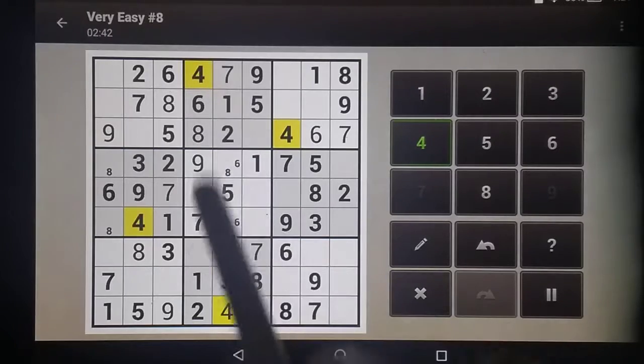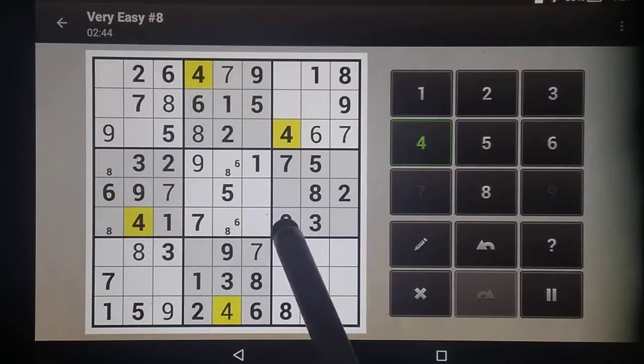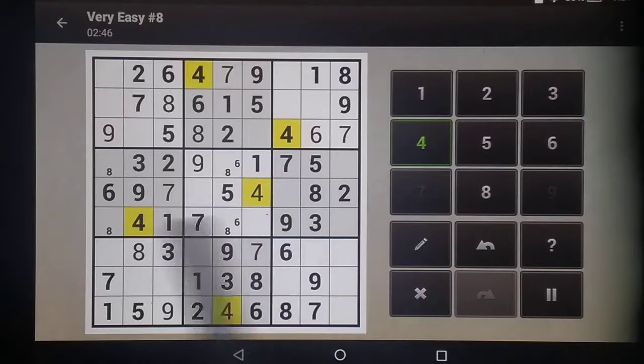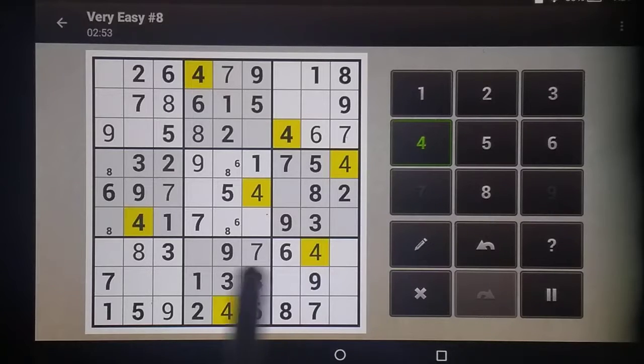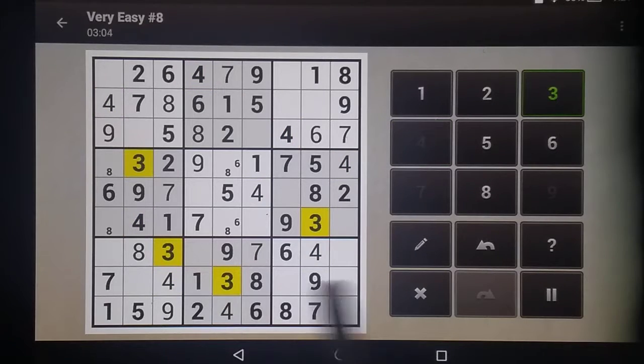So onward, this column's blocked, this column's blocked, that row's blocked, there's our 4, these two rows are blocked, there's our 4, these two columns are blocked, so there's our 4. These rows are blocked, this column's blocked, there's our 4, and these two rows are blocked, so there's our 4. On to 3s, these two rows mean that's our answer.